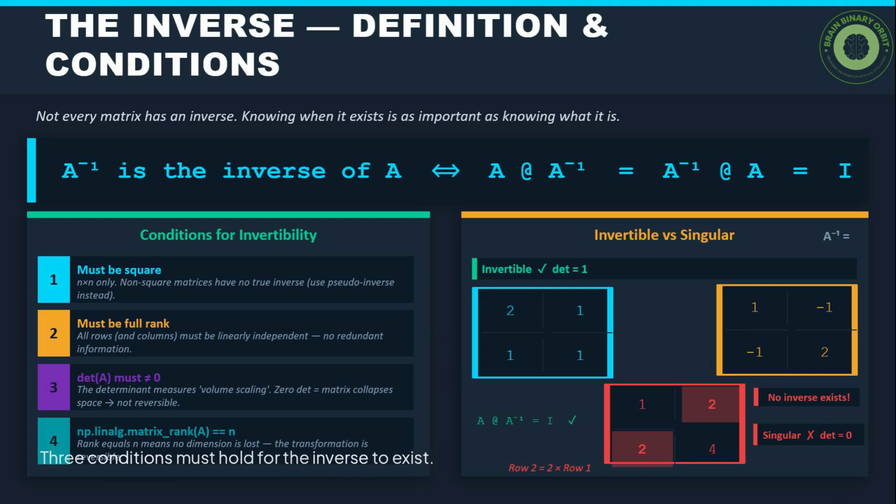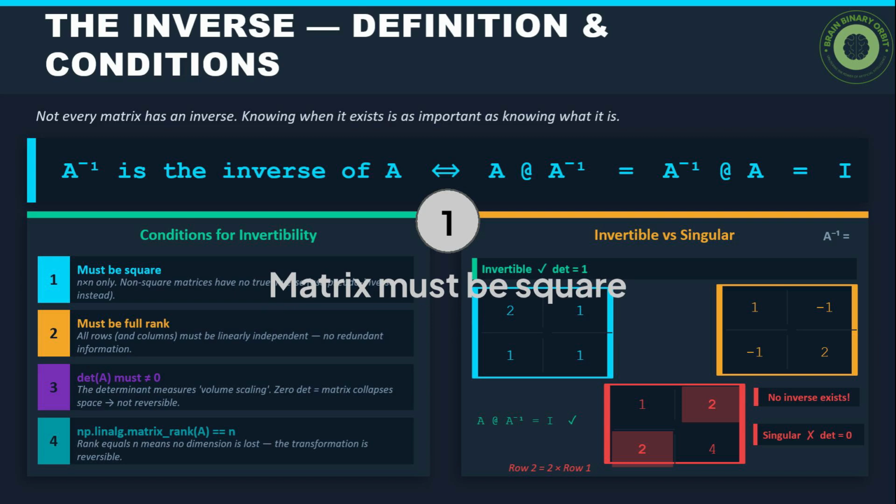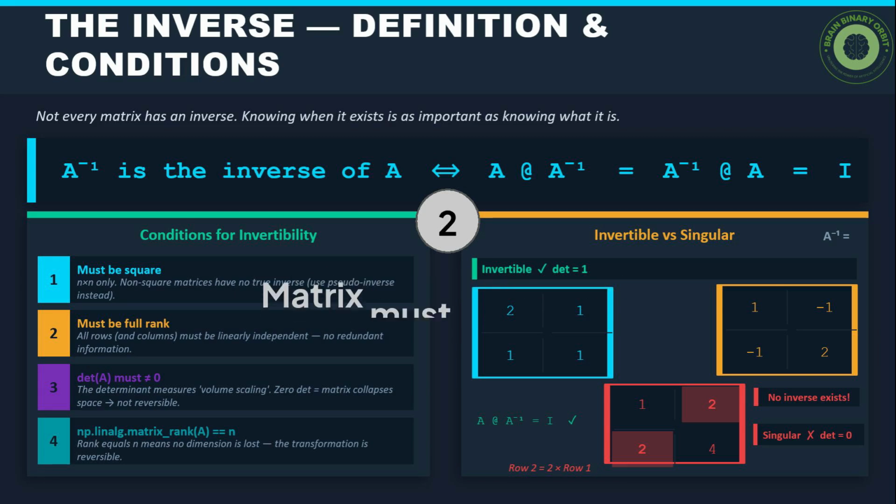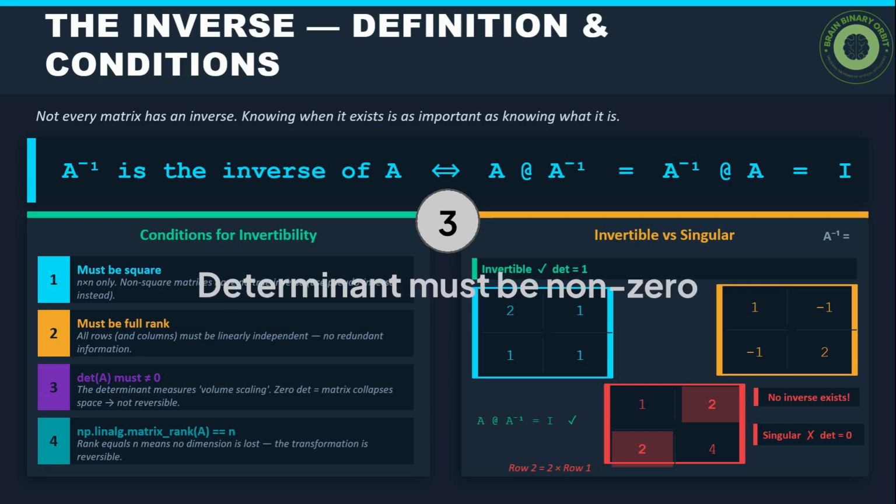Three conditions must hold for the inverse to exist. First, the matrix must be square, n by n only. Second, it must be full rank, all rows linearly independent, no redundant information. Third, the determinant must be non-zero.